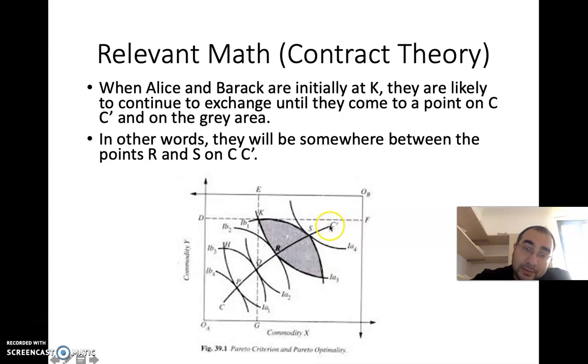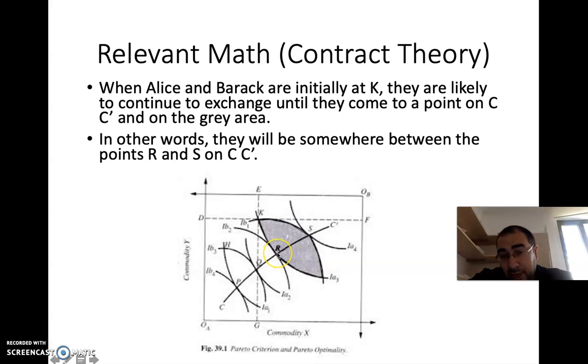The combination of these points forms a curve which starts from OA and goes all the way to OB. Actually, you cannot see it smoothly here. That curve is the contract curve, which means that any contract that is possible will be at a point on that curve. If you're at K, the only area on the contract curve which creates a Pareto improvement is between R and S, which means the contract will be between R and S.